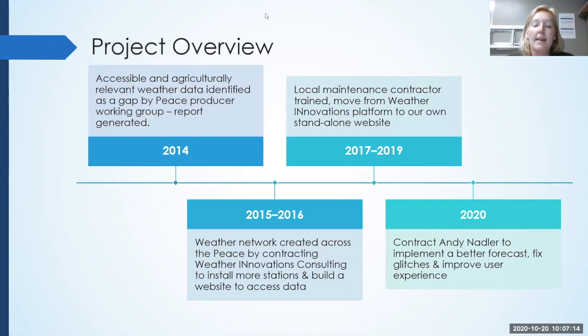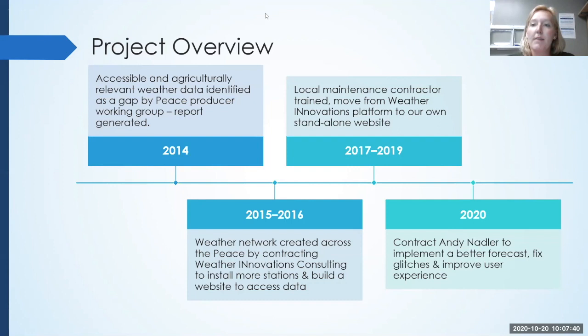Because Weather Innovations was all the way in Ontario, they only came up once a year to do any maintenance. So we actually had them train a local contractor to do the maintenance locally. And then that project ended in 2019. And then we have moved into 2020 where we have funding again. This is back through Climate Action Initiative.